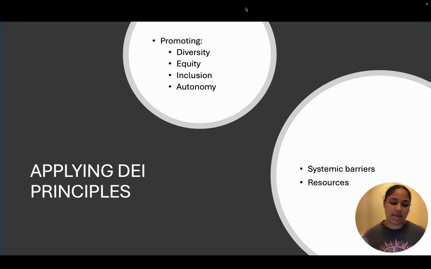Next, we have applying the DEI principles. How would you promote diversity, equity, inclusion, and also the client's autonomy? Also here, we're going to ask you to identify any systemic barriers that you think could potentially impact this family and their treatment, and how you can limit these barriers. You also want to include here what resources you can provide the family to help them navigate these barriers.